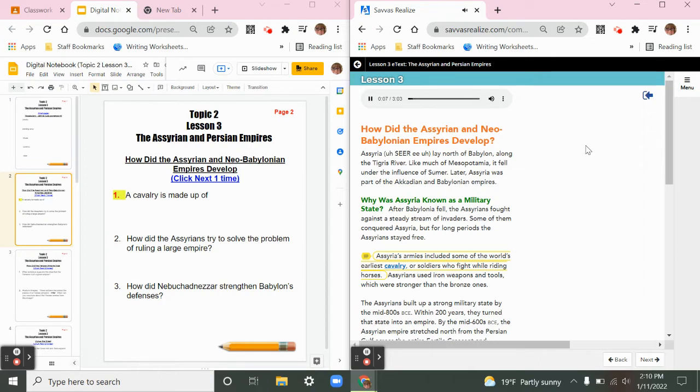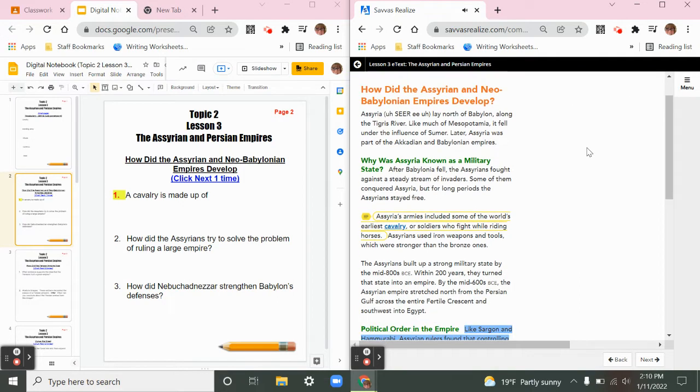Assyria lay north of Babylon, along the Tigris River. Like much of Mesopotamia, it fell under the influence of Sumer. Later, Assyria was part of the Akkadian and Babylonian empires. Why was Assyria known as a military state?